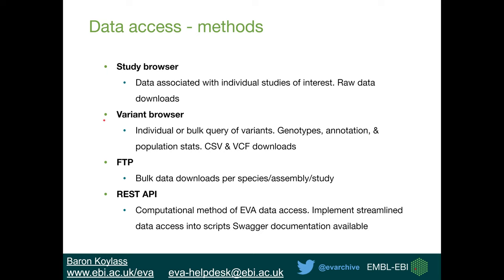We also have the variant browser, and this is mainly used to query individual variants, but it also allows bulk querying of variants. It displays additional information as well, such as the annotations associated with the variants, the genotypes, and the population statistics. It also allows the variants to be downloaded in comma-separated format or VCF format, depending on what query is built. We also have an FTP, which allows bulk downloads of data, whether per assembly or per species.